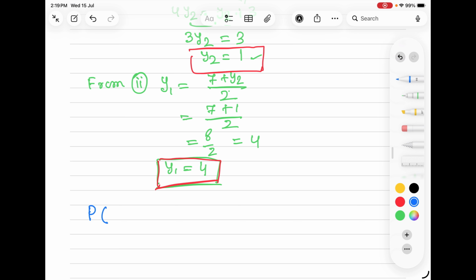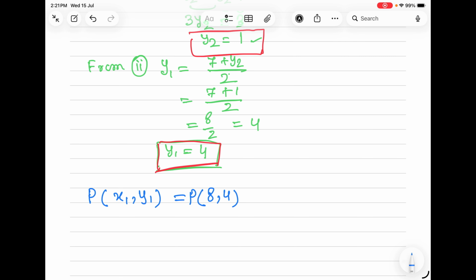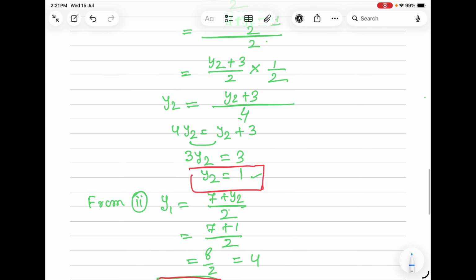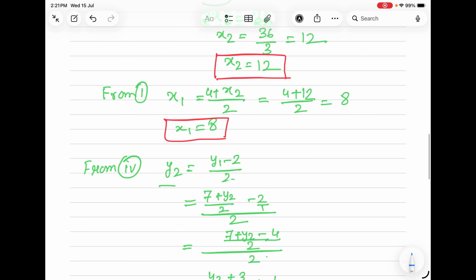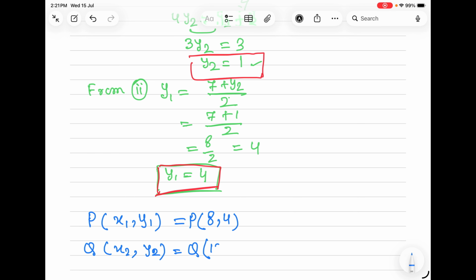The coordinates of P are x1, y1. y1 is 4, x1 is 8, so the coordinates of P are 8, 4. Similarly, the coordinates of Q are x2, y2. Put the value of x2: this is x2, 12, and y2, 1. So 12, 1. This is the answer of question number 11.